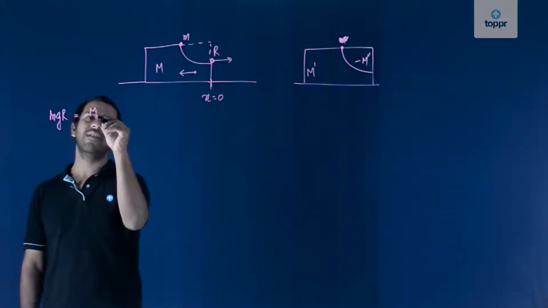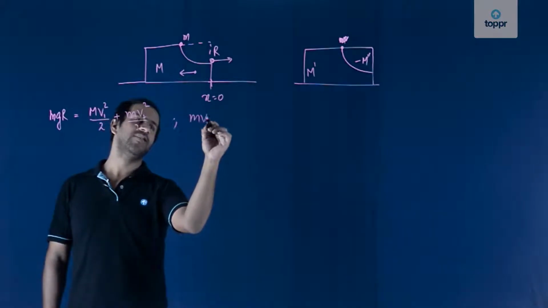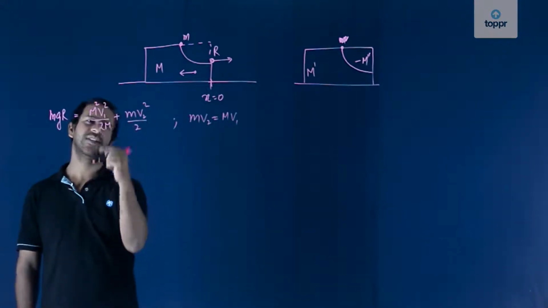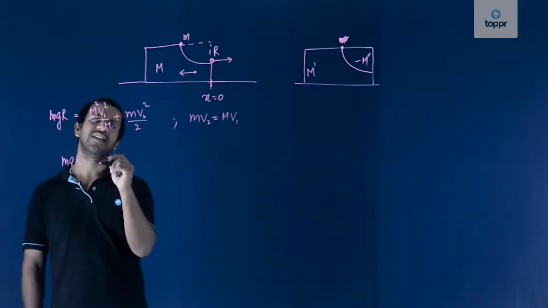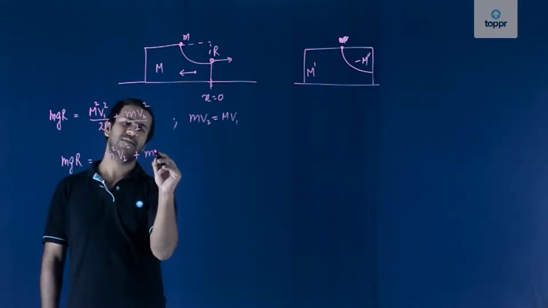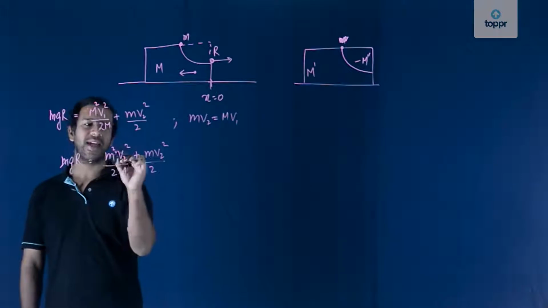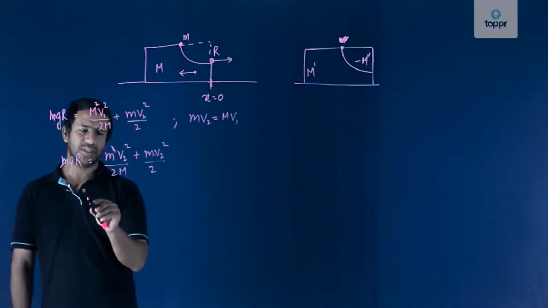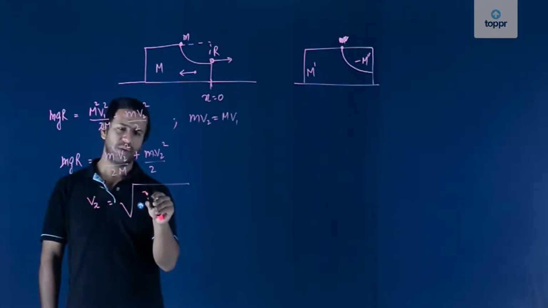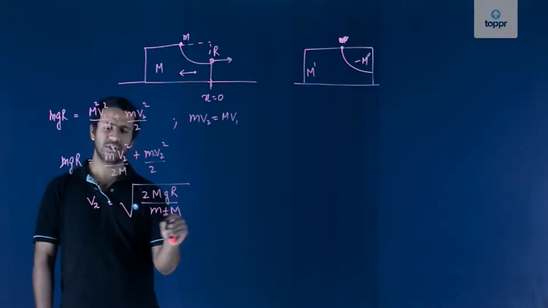Right, so mgr will be equal to M v1 square by 2 plus small m v2 square by 2, and we know that M v1 will be equal to m v2. So what you can do is multiply with M on numerator and denominator, so you'll be able to write mgr is equal to, now M v1 is equal to m v2, so you have m square v2 square over 2M plus m v2 square over 2. So m can be cancelled throughout, and then when you take LCM, you see that v2 will be of the form, here you'll get 2M, which will come this side. So you have under root of 2Mgr divided by small m plus capital M. So this is the value of v2.